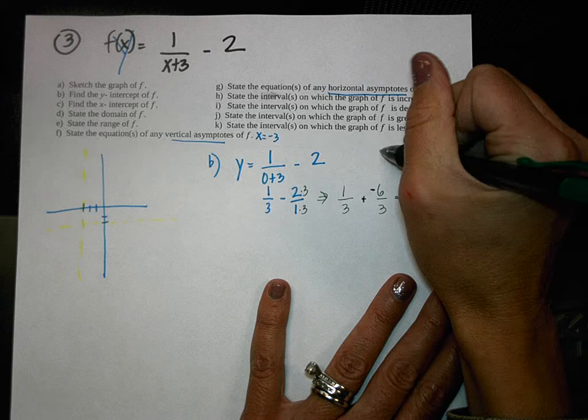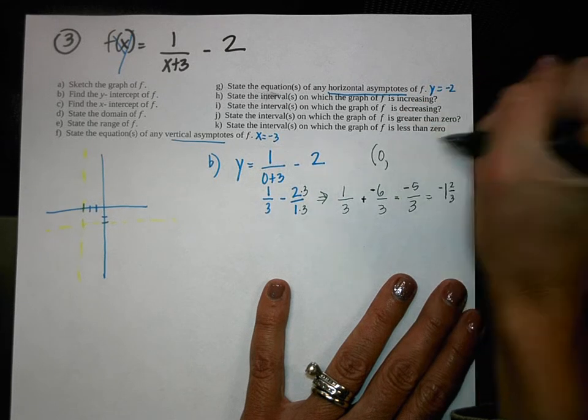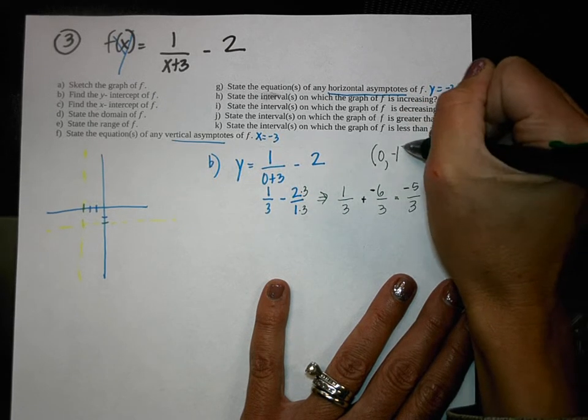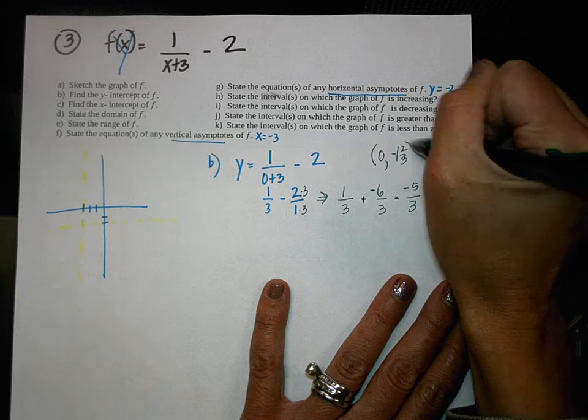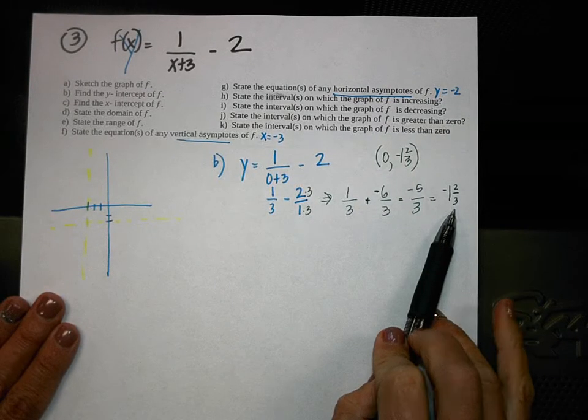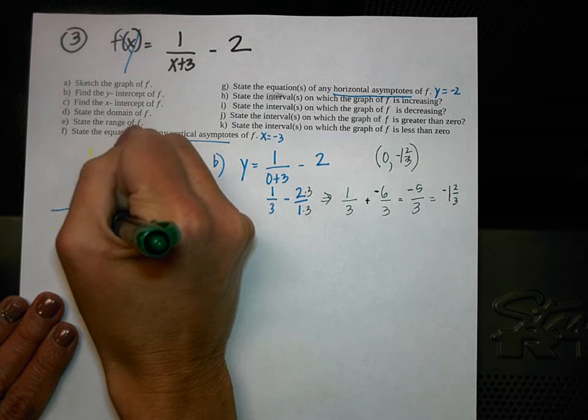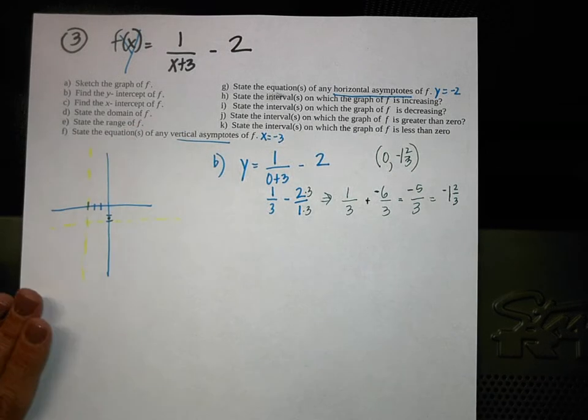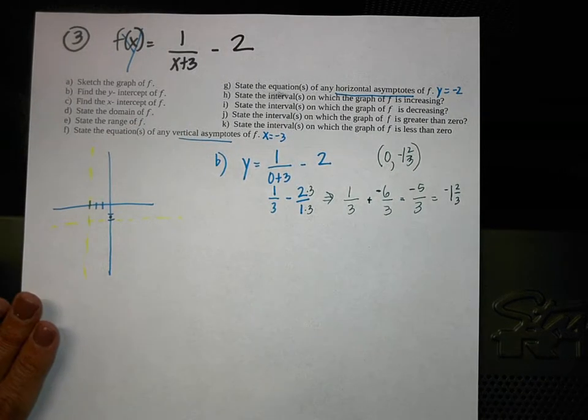And so as an ordered pair, we plugged in 0 for x, and then negative 1 and 2/3 is my y. This is saying y equals negative 1 and 2/3. So we need to go down to negative 1 and 2/3 and make that point. So it's in between negative 1 and negative 2 on the y-axis.